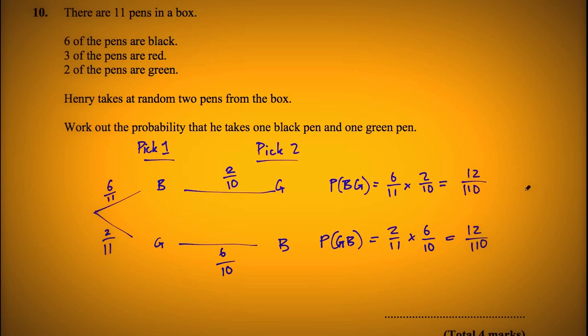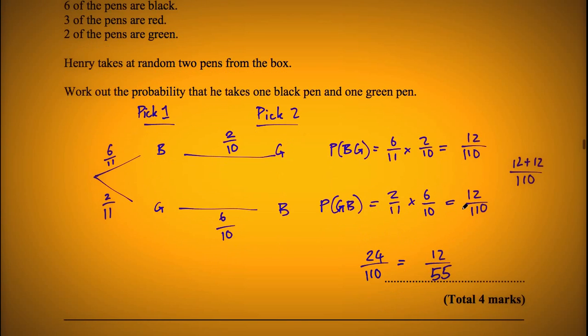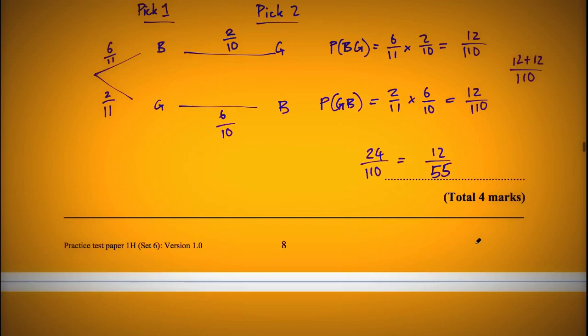So that is 12 plus 12 over 110, which is 24 over 110, which is the same as 12 over 55, dividing top and bottom by 2. You don't need to simplify for the final mark on probability questions, but there's no reason why not to. Generally, fraction answers are better given in their simplest form, so that's a good mathematical answer to simplify that there.